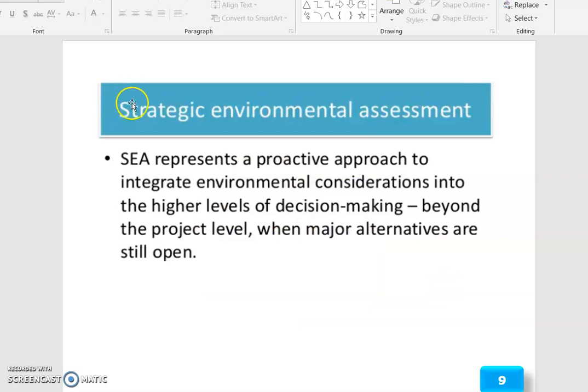The first one, strategic environmental assessment. The strategic environmental assessment represents a proactive approach to integrate environmental considerations into the higher level of decision making beyond the project level, when major alternatives are still open.